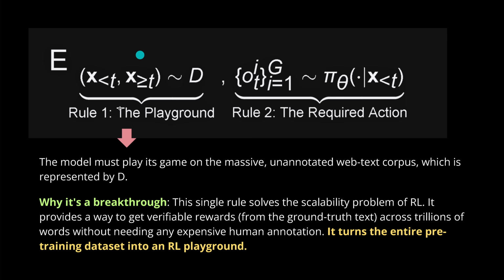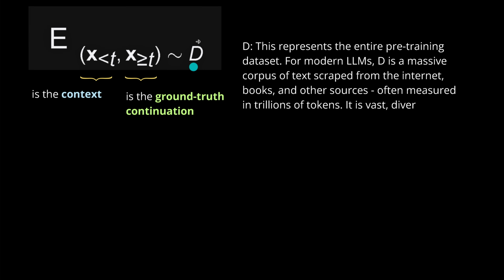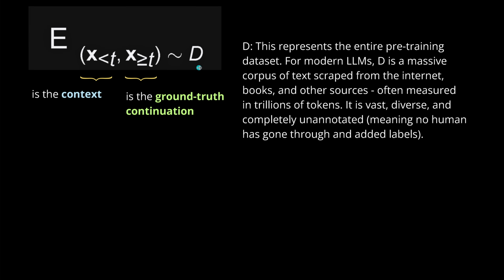But yeah, I told you we have to talk about what they call the playground. What is it? Now D is simple. This represents the entire pre-training data set, you could say the internet. And D is a massive corpus of text scraped from the internet, of all the books, of your corporate sources, of internet sources, trillions of tokens.